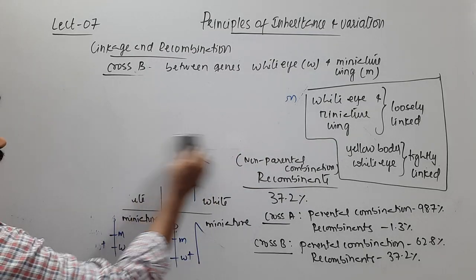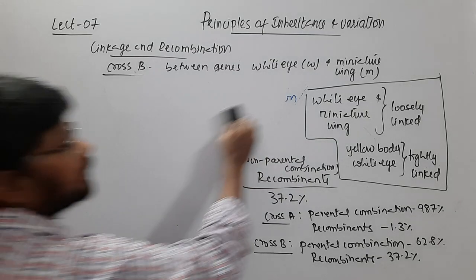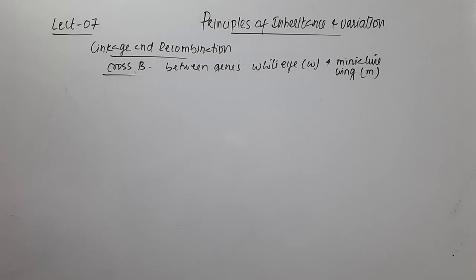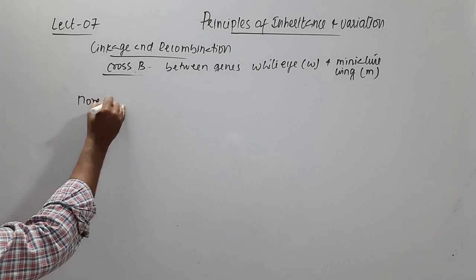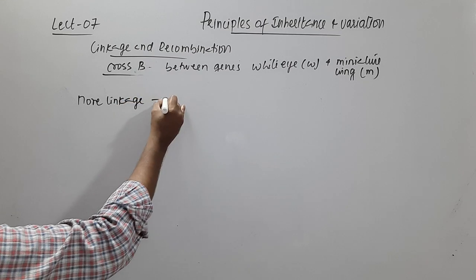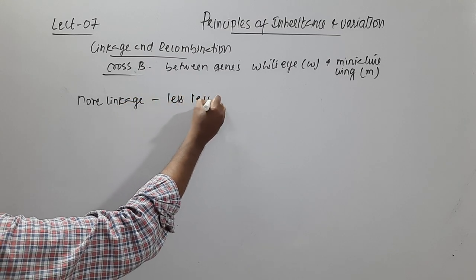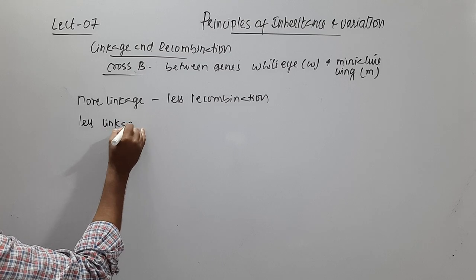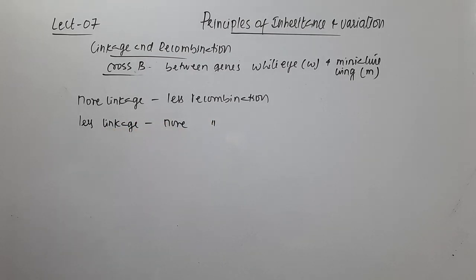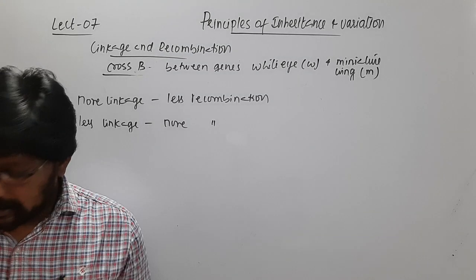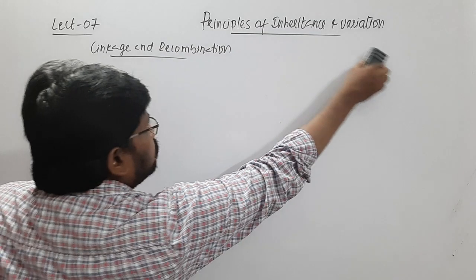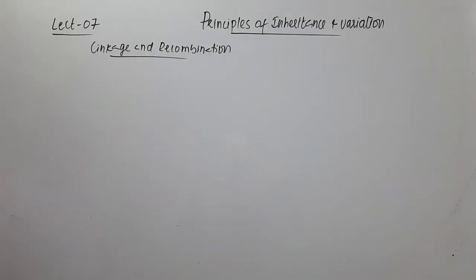So we'll say that more linkage means less recombination. Okay, so less linkage, then there will be more recombination. So this is all about T. H. Morgan's experiments on Drosophila, where he told about linkage and recombination.